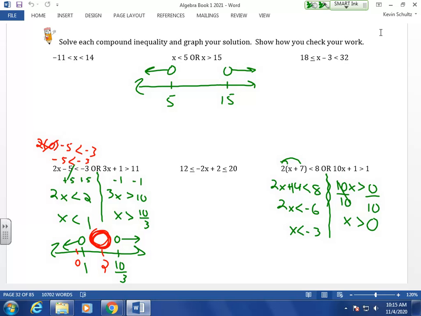So we have x is less than negative 3 or x is greater than 0. Make our graph: negative 3, 0, open circle going left, open circle going right. X can't be both less than negative 3 and greater than 0. It's one or the other. That's why it's an or statement. Okay?